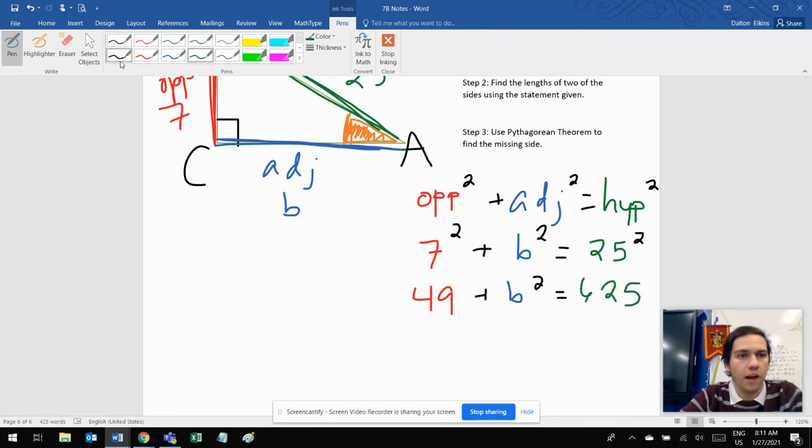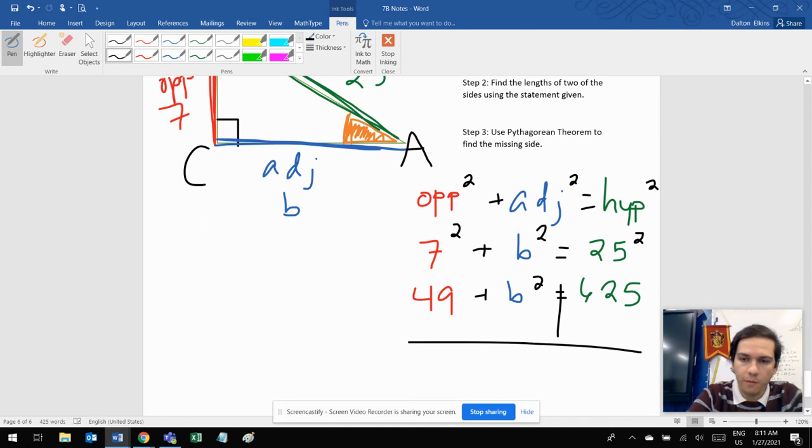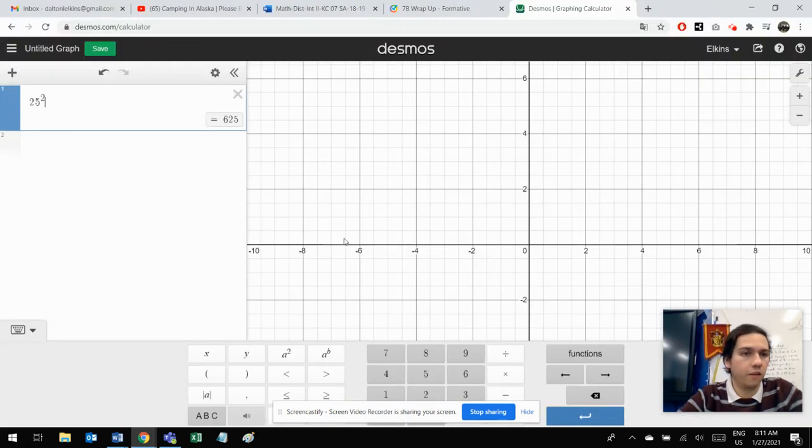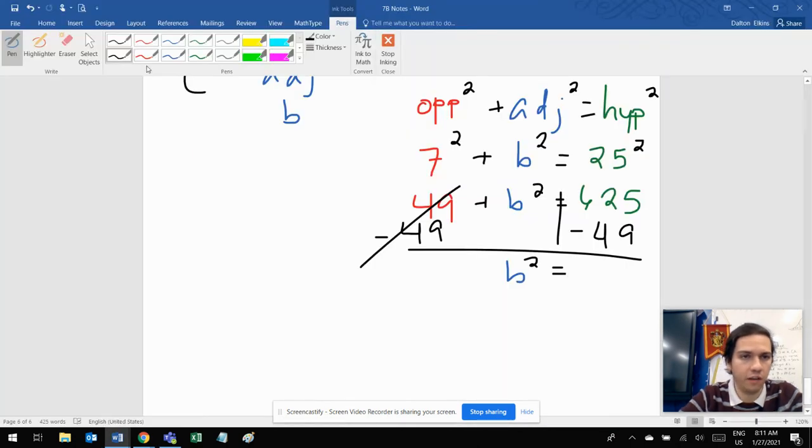Okay. So now I need to get the b squared by itself. So I'm going to subtract 49, and whatever I do on one side of the equation, I have to do on the other. It's going to give me b to the power 2 on the left because we wanted to get it alone. And 625 minus 49 is 576.